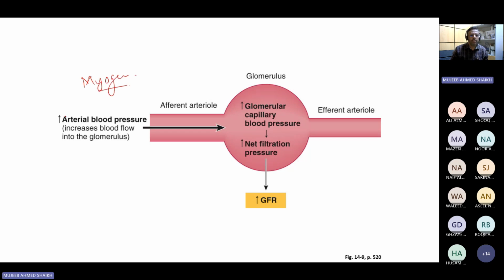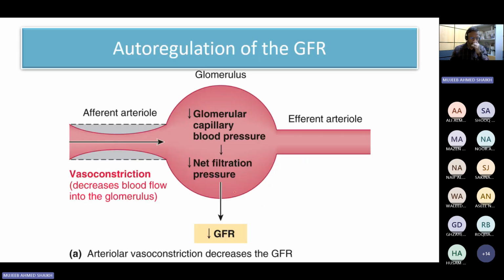Myogenic means increased blood pressure will lead to more blood flowing into the afferent arteriole. It will lead to stretching of the muscles, and more capillary hydrostatic pressure. This would lead to more GFR. But this is not happening. This is regulated by reflex constriction.